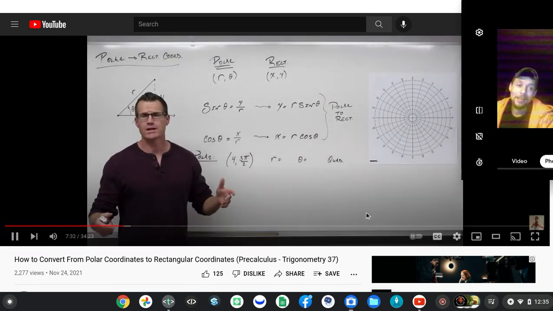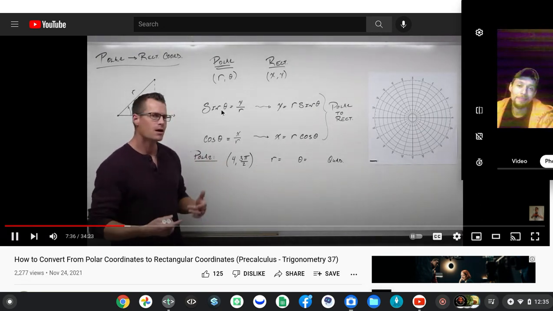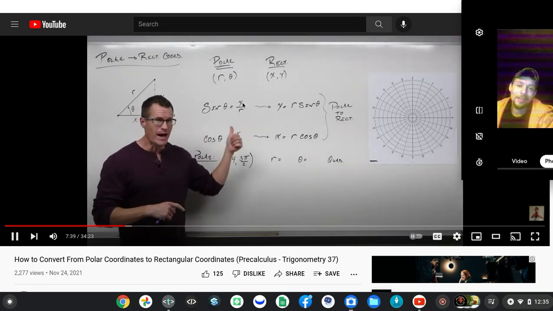All right, let's try a few examples. Just converting some polar coordinates into rectangular coordinates. We've already seen that it's not too bad as long as we're given polar.